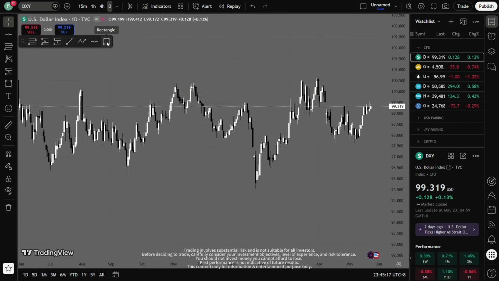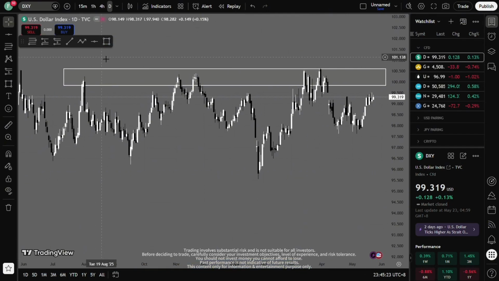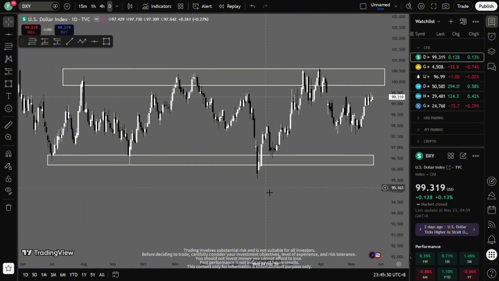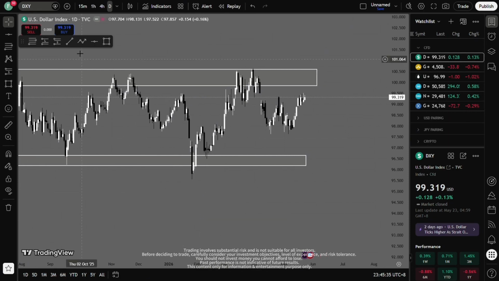So this is the US dollar index. We can see that here is the key resistance level for the US dollar index, and another one here is the key support level. Currently the market is showing a bullish structure for the DXY.